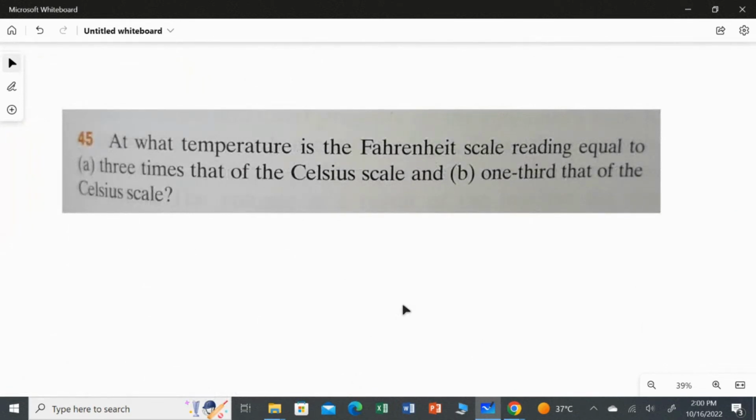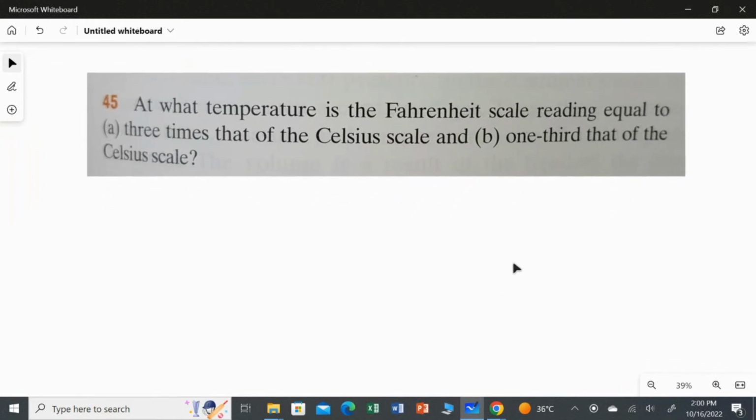Now we have to go to the third question, which is the last question in this chapter. At what temperature is the Fahrenheit scale 3 times the Celsius scale, and at what temperature is the Fahrenheit scale 1/3 of the Celsius scale? That means you have two parts. So what do they give in the first part? Your Fahrenheit scale is equal to 3 times Celsius. In the B part, they said the Fahrenheit is equal to 1/3 times Celsius.